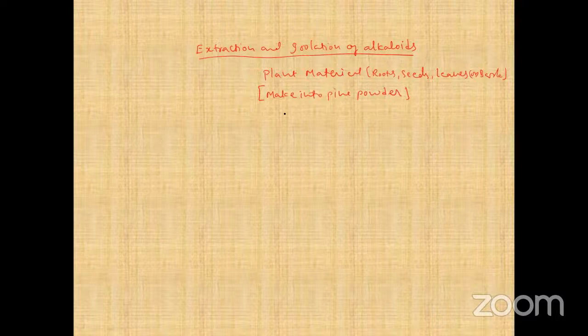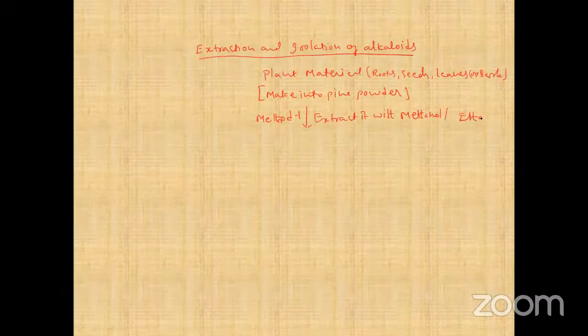After preparation of the fine powder, the first method is method 1. Previously, I have explained method 1. You should extract it with methanol or ethanol or any alcohol. Sometimes the polarity of methanol or ethanol may be higher than the required solvent nature. In that case, we need to decrease the polarity, so we are going to use solvents like butanol, isopropyl alcohol. Then it gives the methanol extract.